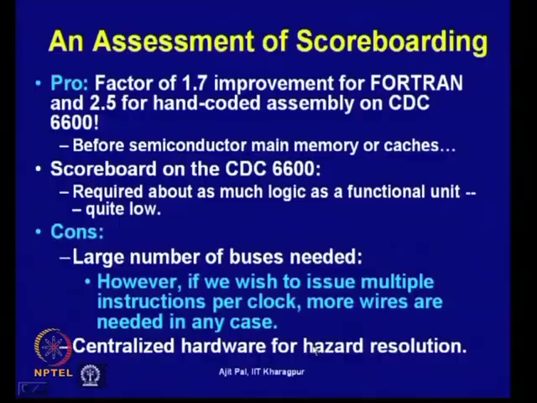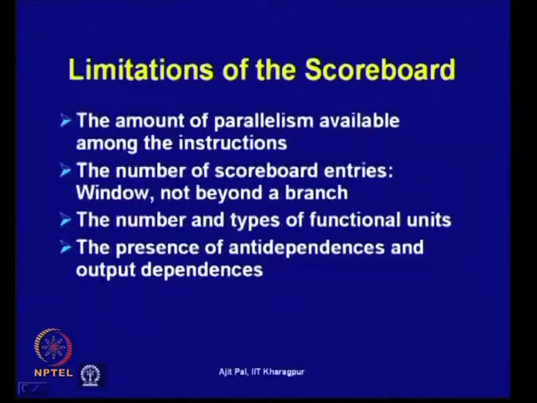So, we have seen how the execution has been completed, we have already discussed this, and I shall briefly mention the limitations of the scoreboard. We have seen that the amount of parallelism available among the instructions is very restricted. The reason for that is it is restricting its window only to the basic block of a program, and within the basic block the instruction level parallelism is very much restricted, and as a consequence it cannot really give very good results, the performance cannot be improved much.